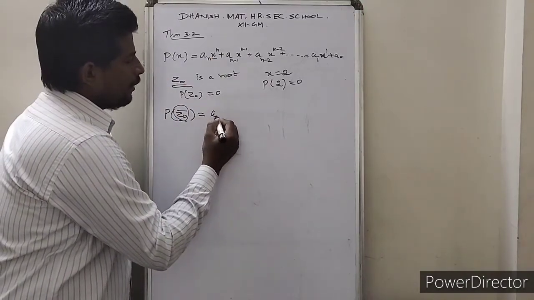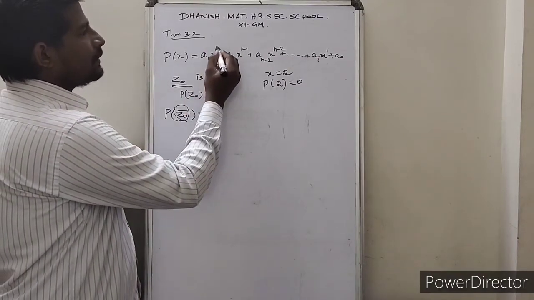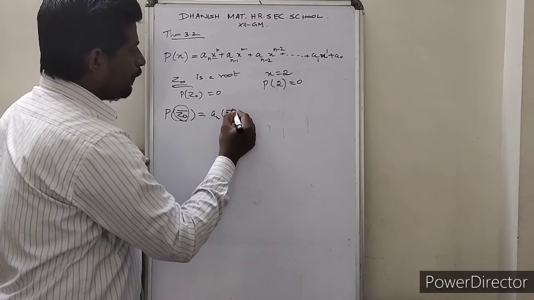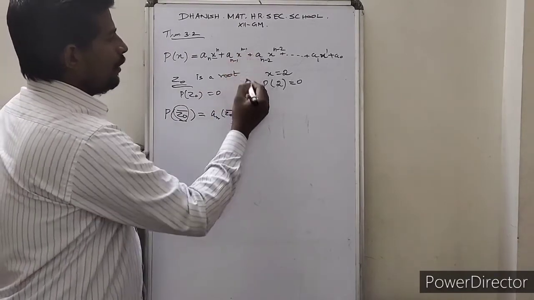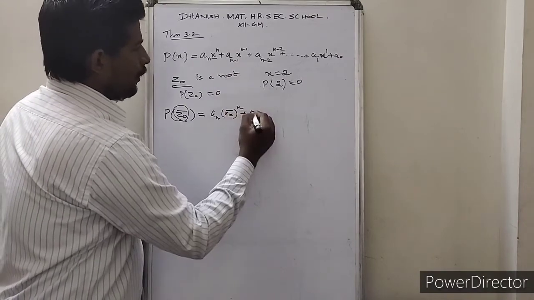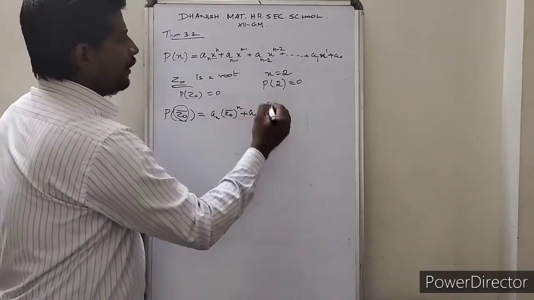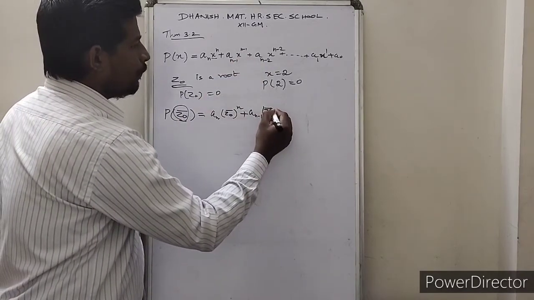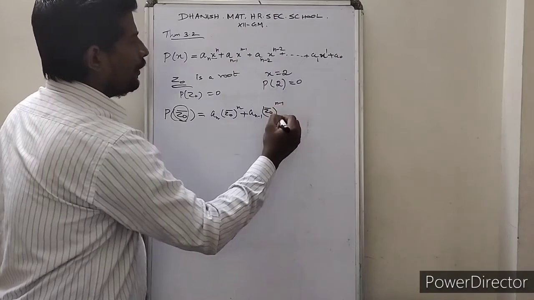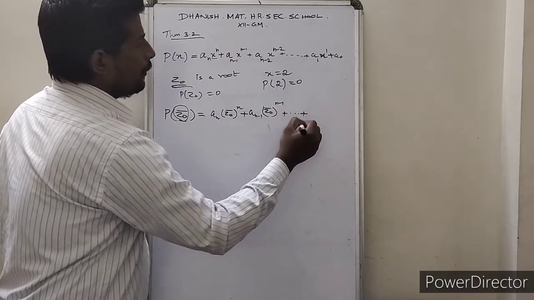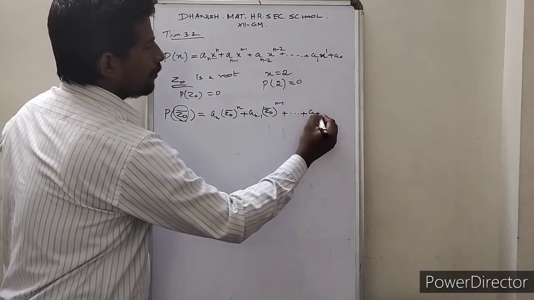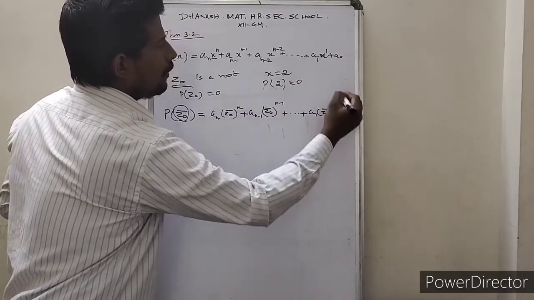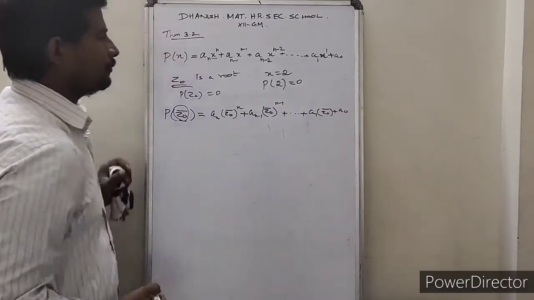So a_n x power n: instead of x I put z0 bar power n, plus a_(n-1) into z0 bar power n minus 1, plus etc., plus a_1 into z0 bar, plus a_0.